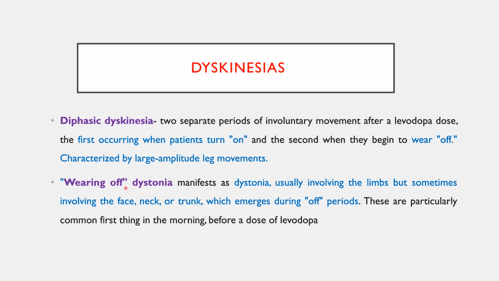So after starting the drug, the patient will have these kinds of dyskinesias. One is peak dose dyskinesia, that is during the on period, the patient is having abnormal movement. Diphasic means during both on and off, the patient is having dyskinesia. Weaning off dystonia means only during the off period, the patient is having dystonia.